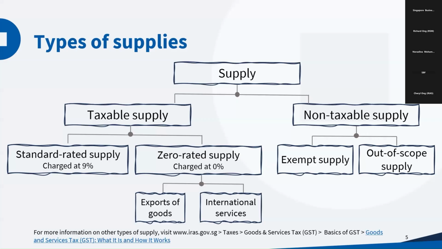The next category is non-taxable supplies, which are supplies where no GST is charged at all. If you are earning interest from your bank account, or you are selling or leasing unfurnished residential properties, these are what we call exempt supplies. We also have out-of-scope supplies. This refers to third country sales or sales made within the free trade zone.